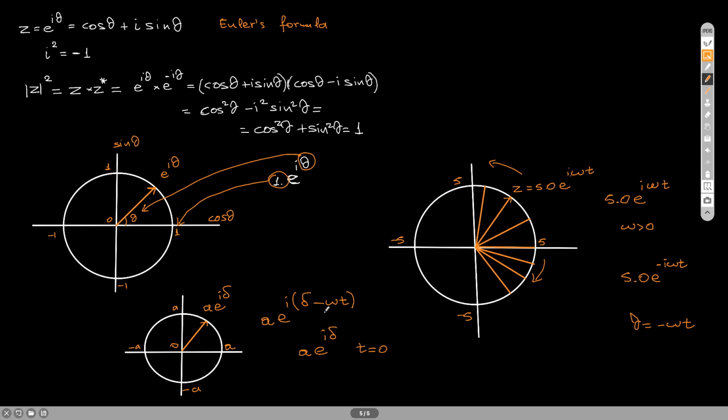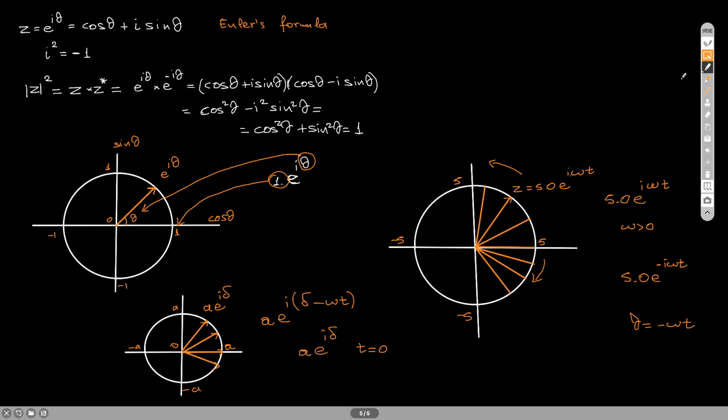Now, I do see that I have a minus omega t, so as t increases, I expect that my complex number is going to move a little bit clockwise. As time increases even more, my complex number is going to move even more clockwise. And then after a little bit more time, my complex number is going to move here. So at t equals 0, it is located exactly here, and then as time goes by, my complex number is moving in the clockwise direction.